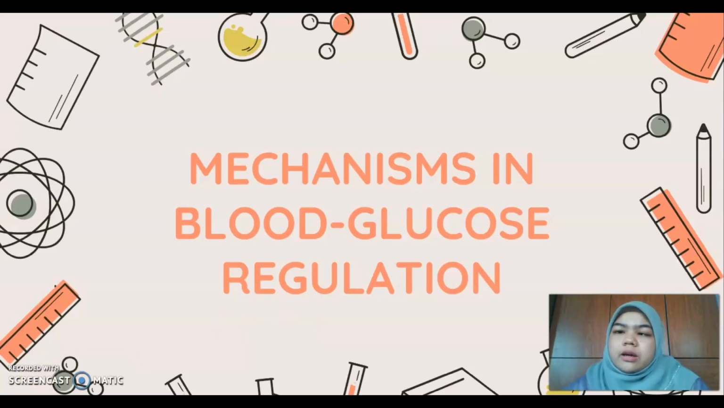I will explain about the mechanism in blood glucose regulation. Regulation of glucose in the body is done constantly through each minute of the day. Normal blood glucose level should be 90 mg per 100 milliliters in order to supply the cells of the body with their required energy. Homeostatic control involves three functional components. First, receptor. Second, control center in the brain. And third, effector.